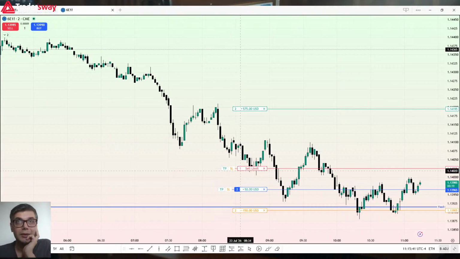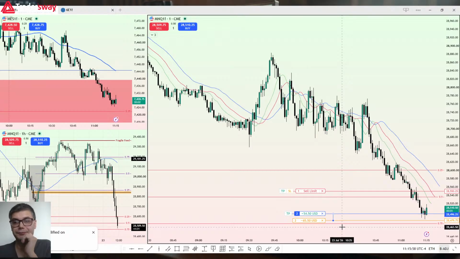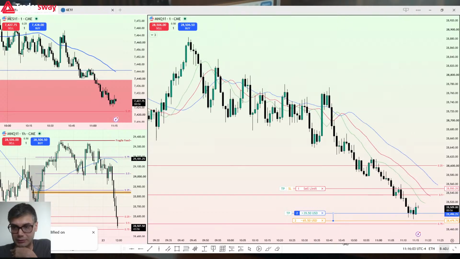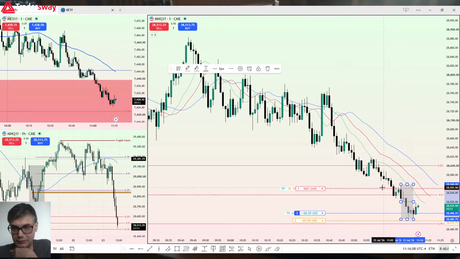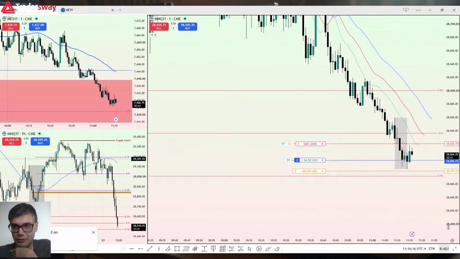NQ is closing above that POC. Where is that trade? So let's move the stop there. Let's see if we get a bounce. First target is half of this bearish candle. First, let's make that trade free.